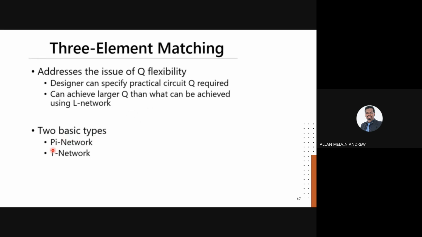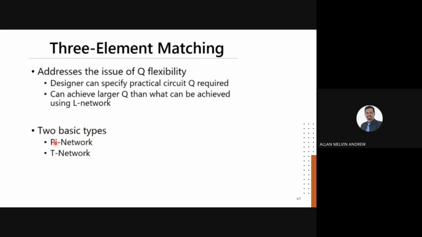So we call it a pi network, and also a T network. Both have certain constructs and certain differences, but both will use a three-element matching. Okay, so we will see today what is the pi network and also the T network.